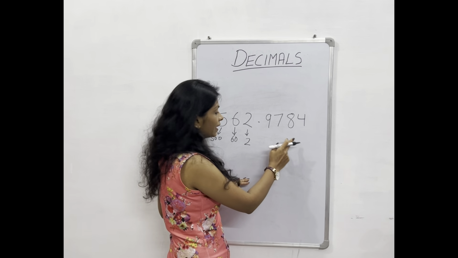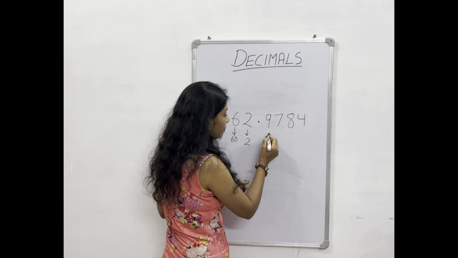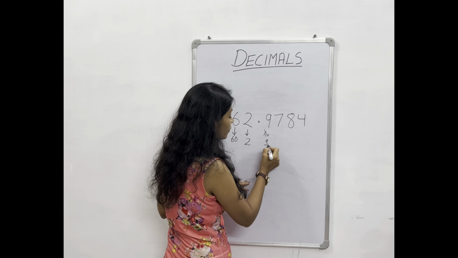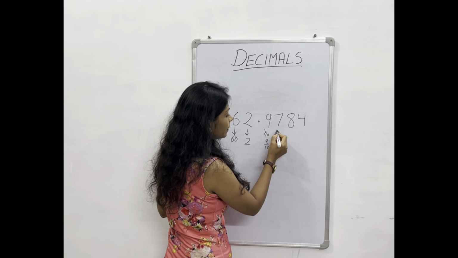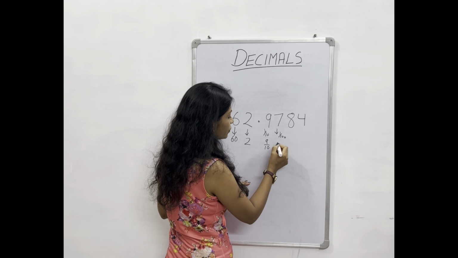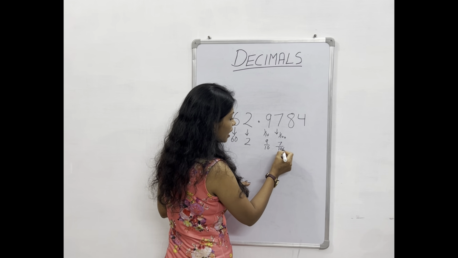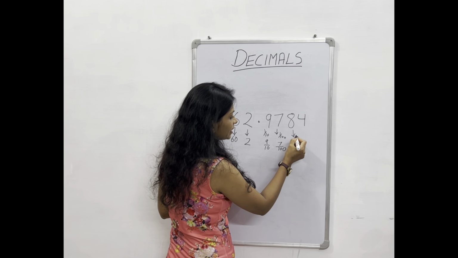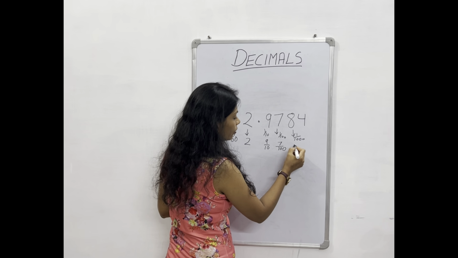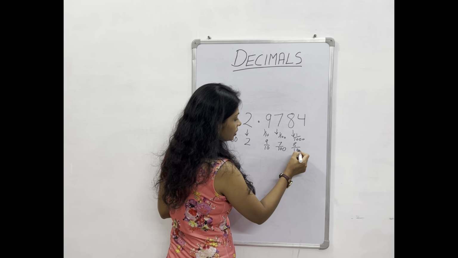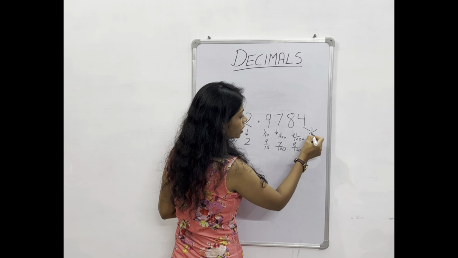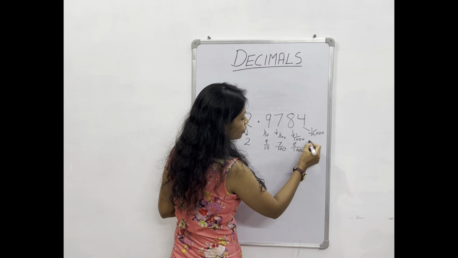Similarly, if I go to the right-hand side after the decimal, the place value of 9 here is 1/10, and the value of 9 is 9/10. The place value of 7 here is 1/100, and the value of 7 is 7/100. The place value of 8 here is 1/1000, and the value of 8 here is 8/1000. The place value of 4 here is 1/10,000, and the value of 4 here would be 4/10,000.